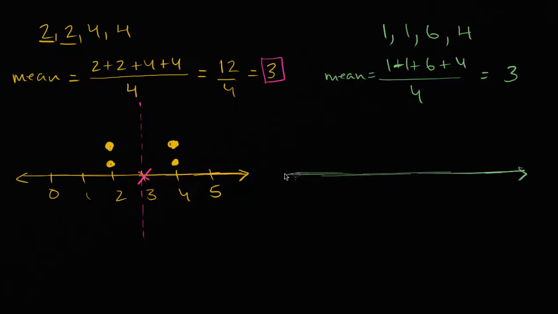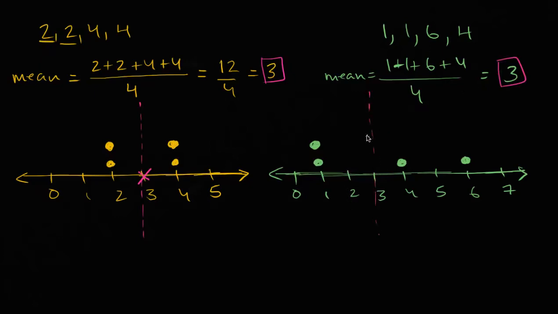So now I have to go all the way up to 6. So let's say this is 0, 1, 2, 3, 4, 5, 6. And I'll go one more, 7. So we have a 1. We have another 1. We have a 6. And then we have a 4. And we calculated that the mean is 3.